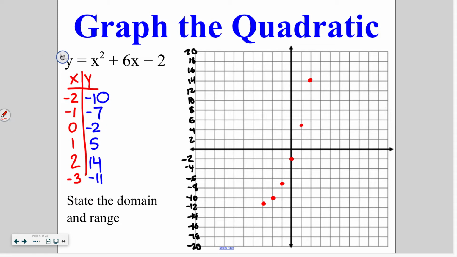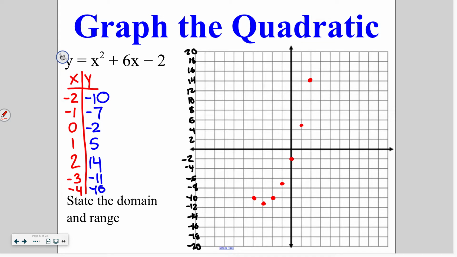Still haven't started to go back up to complete that U shape, so I'm going to plug in -4. When I plug in -4, I get an answer of -10. So I'm starting to come back up, -10. So I'm starting to curve back up.